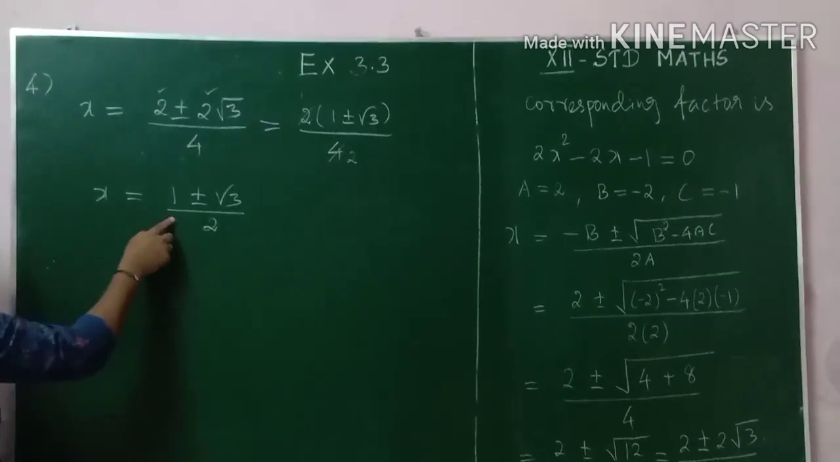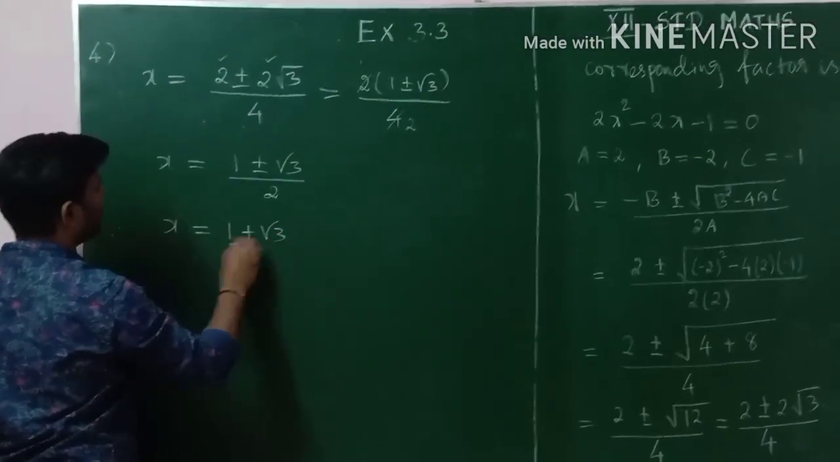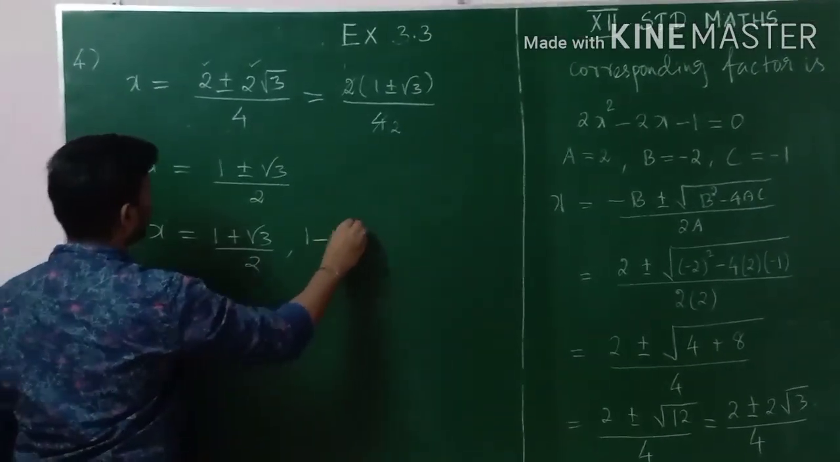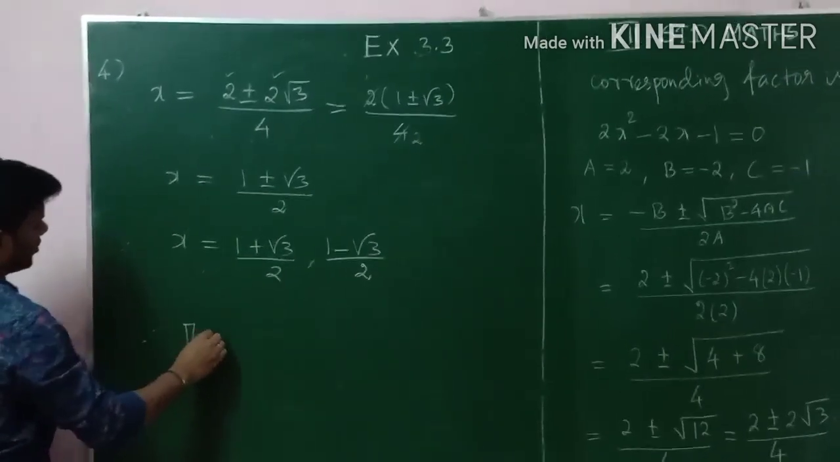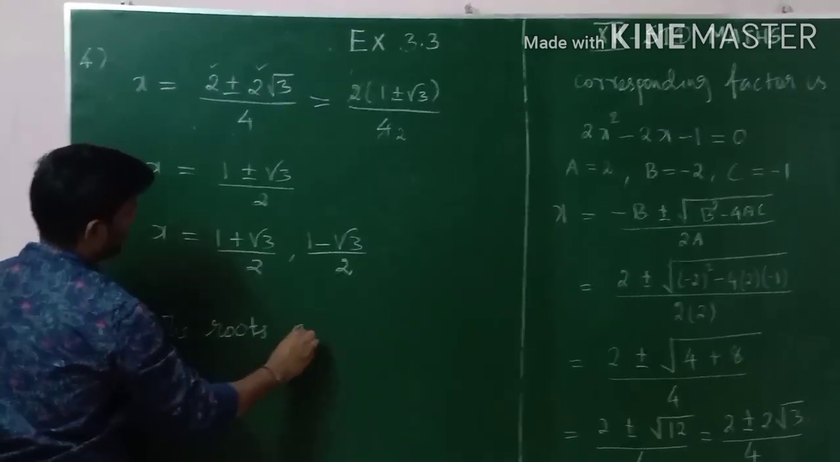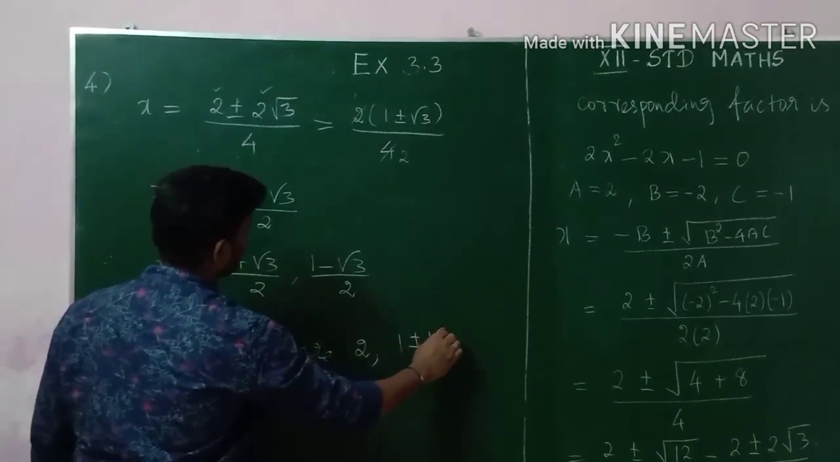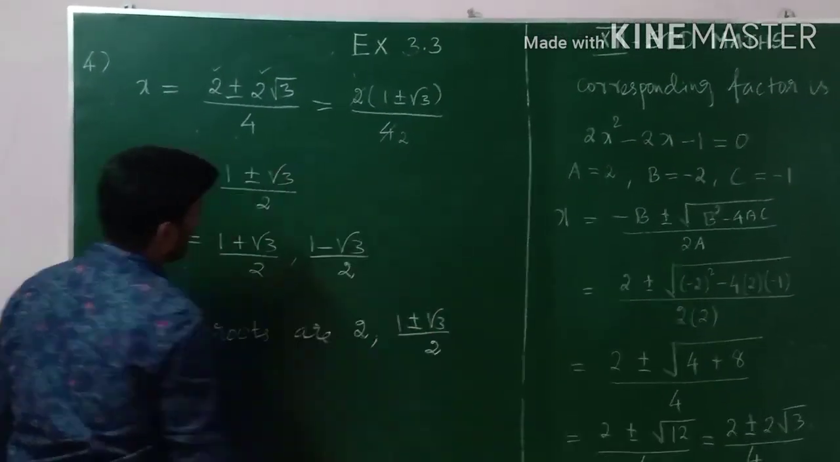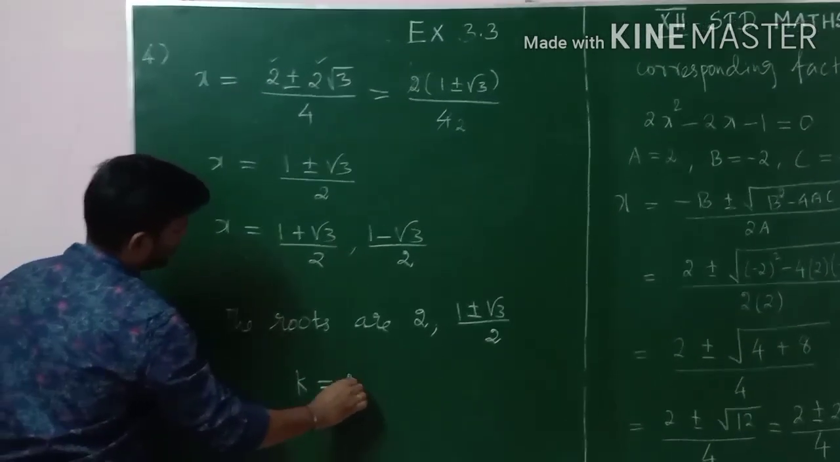So here we got two roots. What are the roots? x is equal to 1 plus square root of 3 by 2 and 1 minus square root of 3 by 2. Therefore, the roots are 1 plus or minus square root of 3 by 2, and the value of k is what? k is equal to 2.